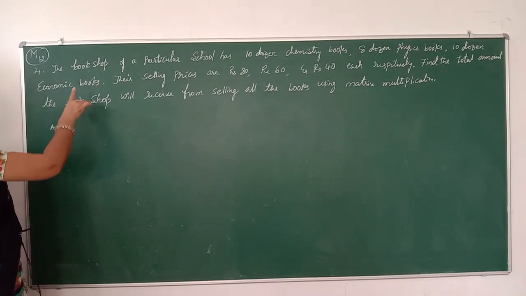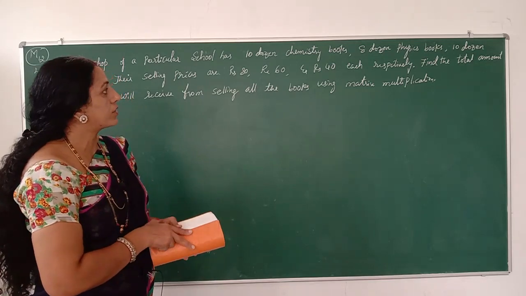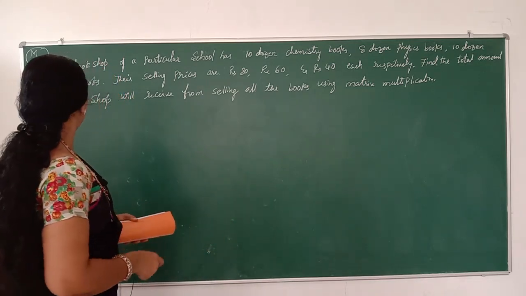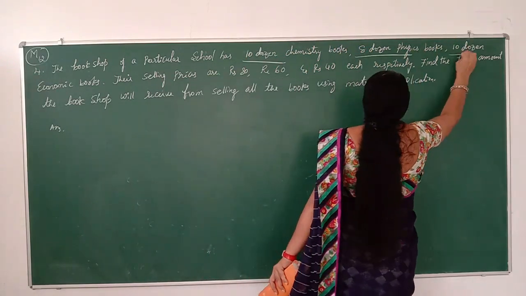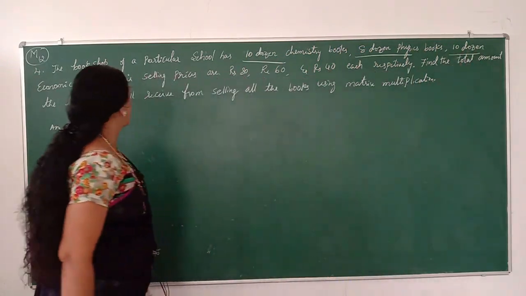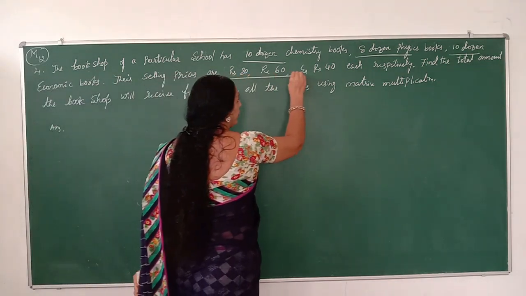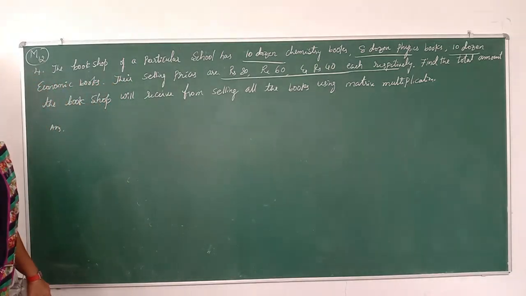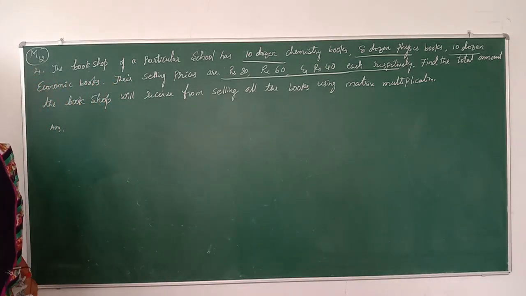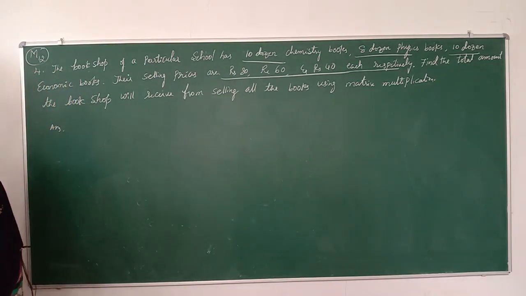Next one. The bookshop of a particular school has 10 dozen chemistry books, 8 dozen physics books and 10 dozen economics books. The selling prices are rupees 80, 60 and 40 each respectively. So find the total amount the bookshop will receive from selling all the books using matrix multiplication.